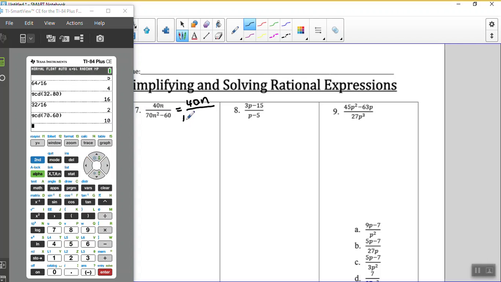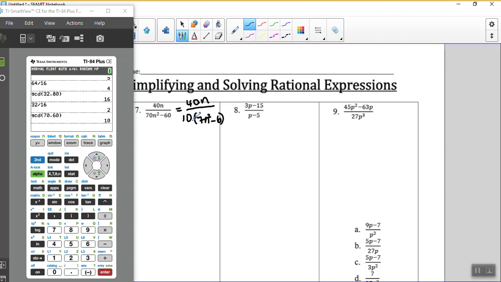So to be able to factor it out, I'm going to put that common factor outside, put parentheses, remember it's in factored form whenever you see parentheses, and just divide it out. So 70 divided by 10 is 7, and you have the n squared, and 60 divided by 10 is 6. So that is my common factor.